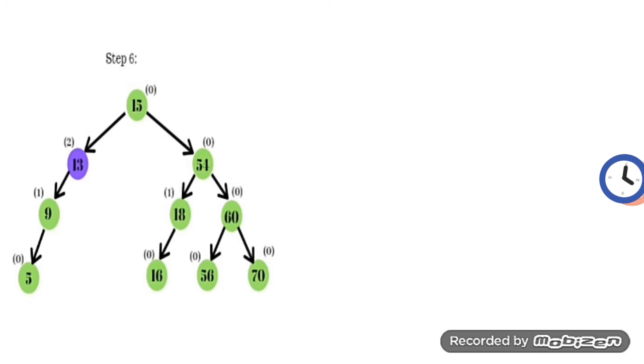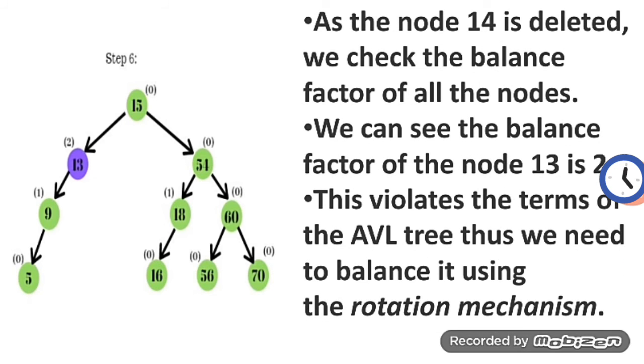How? The balancing factor of 5, which is the leaf node, is 0. The balancing factor of 9 is 1, because it is having one child at the left, not having any child at the right. And the balancing factor of 13 is 2. Why? Because it is not having any child at the right side, but two children at the left side. That's why the balancing factor is 2, and we need to make it balanced by applying rotation.